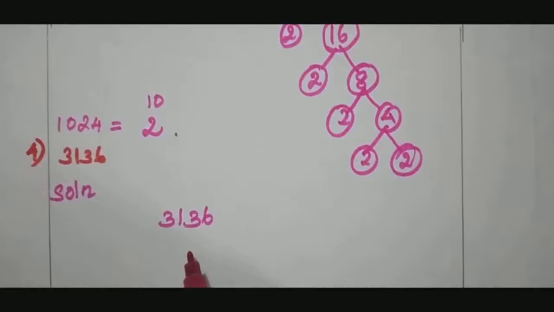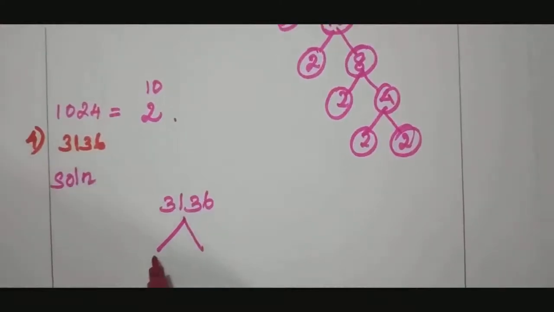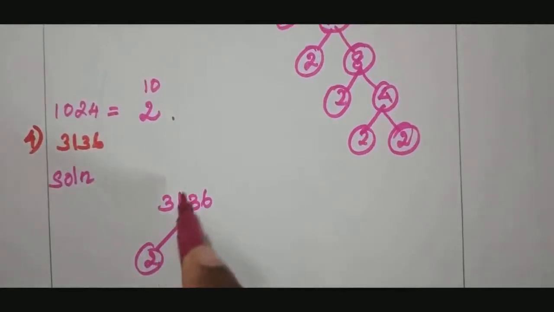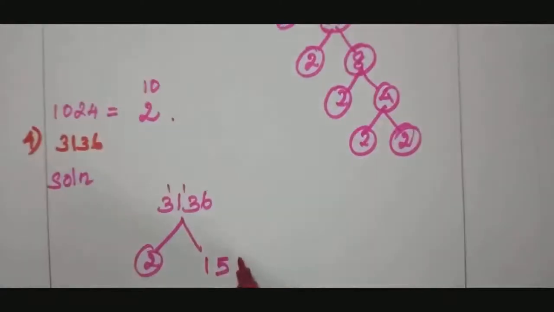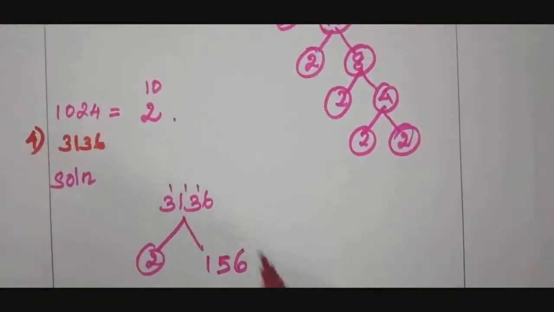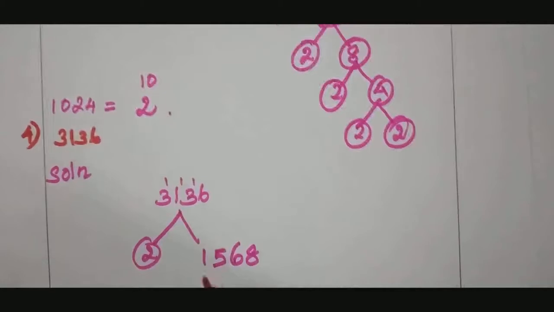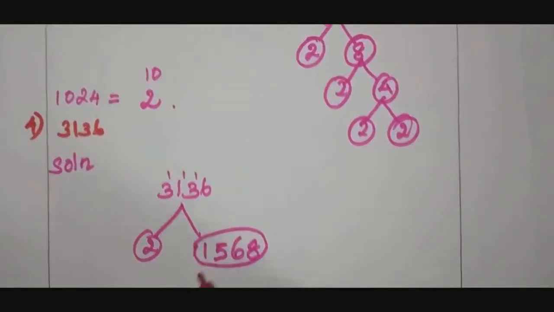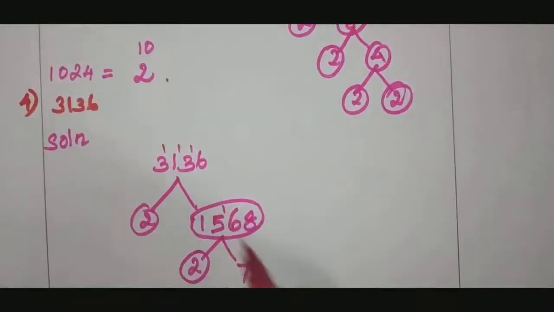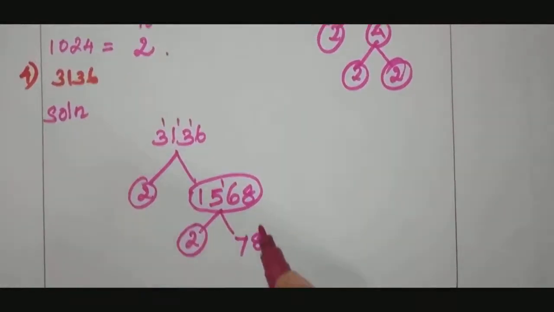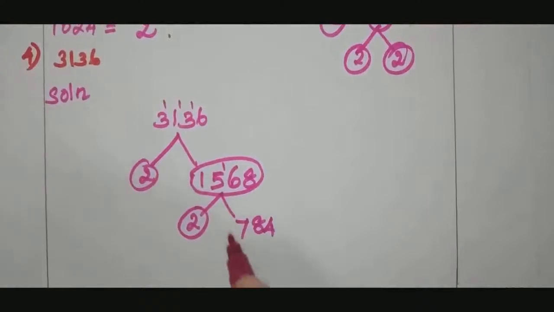Always start with small tables, then it will be easy for you to do it. Do it with 2 tables. 1 2 is 2, remaining 1. 5 2s are 10, remaining 1. 6 2s are 12, remaining 1. 8 2s are 16. 7 2s are 14, remaining 1. 8 2s are 16, and 4 2s are 8.